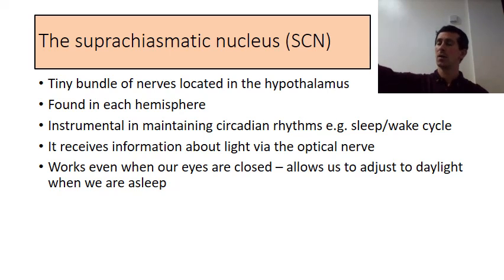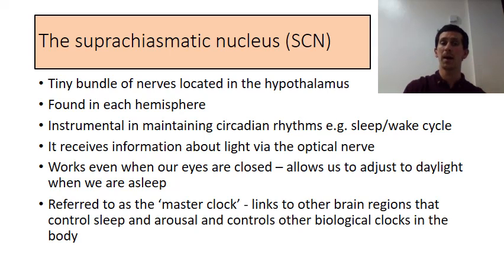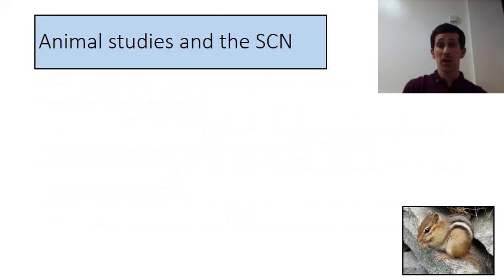If we have our eyes shut, we can still detect the light coming in through our eyelids, and that message still goes to our SCN. And that allows us to adjust to daylight when we're asleep. So if we're sleeping, daylight can still get through our eyelids, through our optical nerve, to our SCN when we wake up. And this part of the brain is referred to as the master clock. It links to all other different brain regions that control sleep, arousal levels, and it helps control those biological clocks within our body. But there are a number of studies done on animals looking at the SCN.